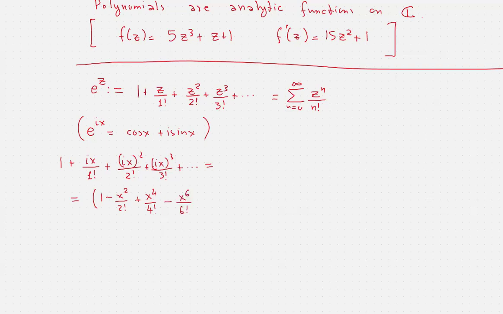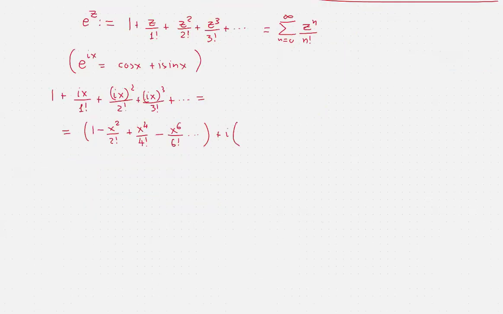And for all odd exponents, we get an imaginary term. And if we factor out i, then we will get x over 1 factorial minus x cubed over 3 factorial plus x to the 5th over 5 factorial minus x to the 7th over 7 factorial, and so on and so forth.